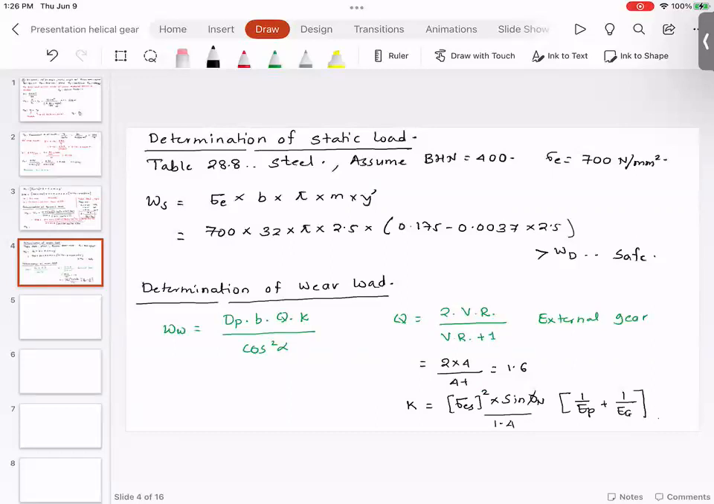Now to find phi n, tan phi n is equal to tan phi times cosine alpha. This is tan 20 cosine 45. And once you solve this equation, you'll get phi n is equal to 14.4. So you need to substitute the values in this equation, and your K will be, so I'll write this down.